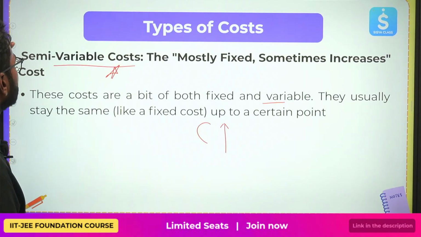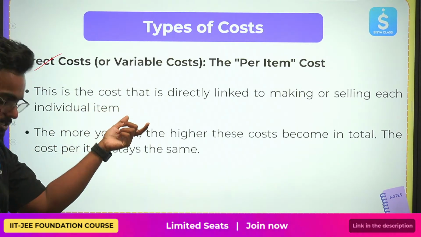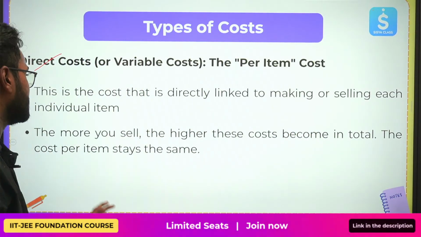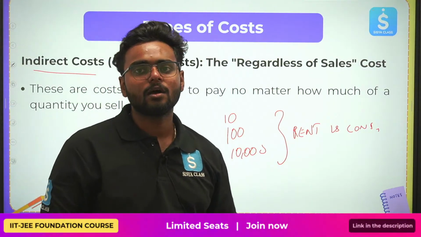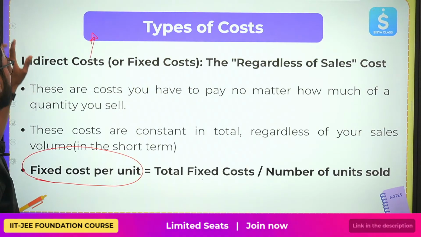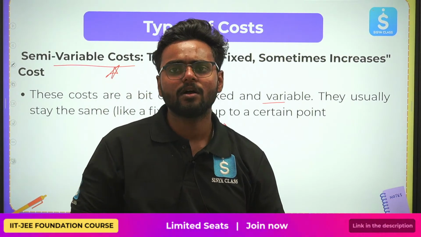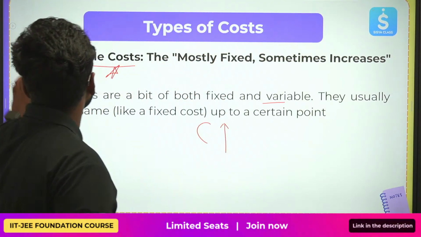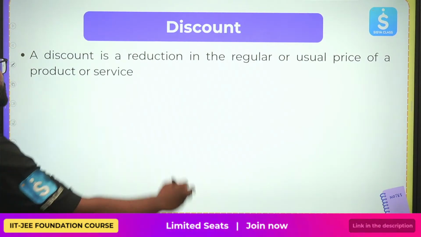Before that, let's revise this once again. Direct cost: the cost that is linked to making or selling each individual item. This is the first point. Now coming to indirect, these are costs that you have to pay no matter how much you produce or make. And finally we have semi-variable, right? Semi-variable is basically a mix of fixed and variable, where the variable kicks in after completing the fixed component.